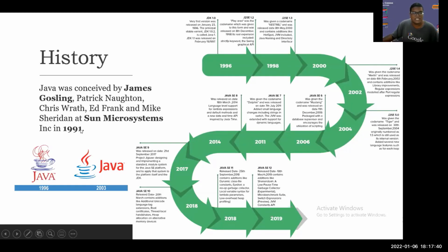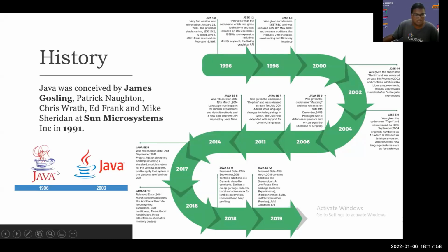Java was created in 1991 by a person called James Gosling. He's considered the father of Java. And of course, some less popular names, Patrick Norton, Chris Roth, Ed Frank, and Mike Sheridan. But actually, James Gosling is considered the father of the Java programming language.